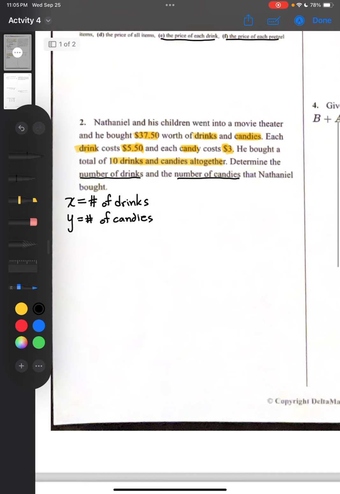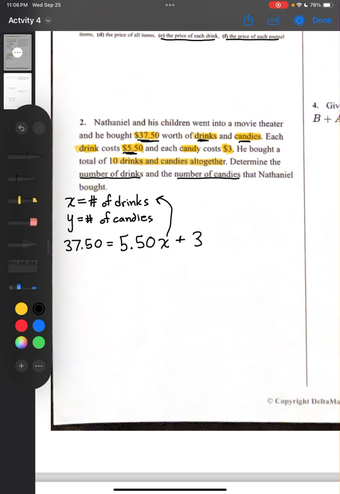Now let's set up the 2 equations that we can use. So we are given this total. So this $37.50, what does that equal? That equals the drinks and the candies. So our drinks are $5.50 a piece. So $5.50 times x, the number of drinks, that's where we're getting from here, plus our $3 per candy, our y, which again we're getting from here. So that is our first equation that we will be using.